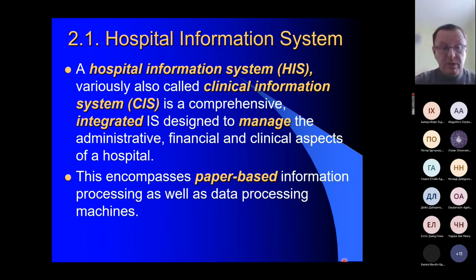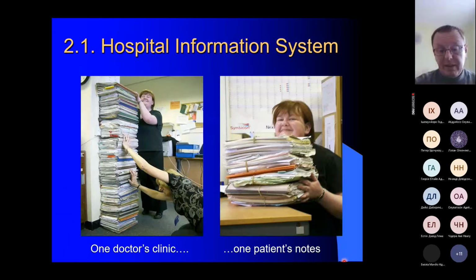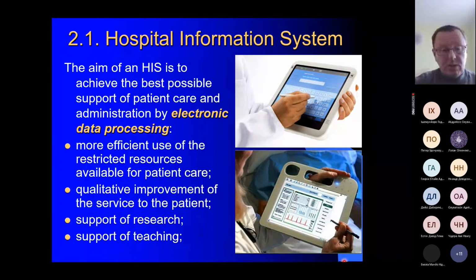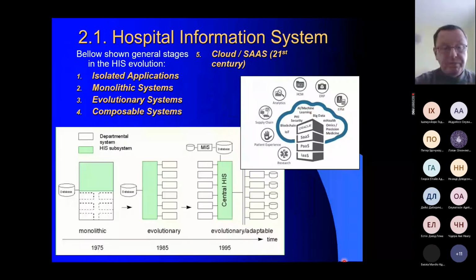For example, hospital information system and clinical information system, in general, are dedicated to managing administrative, financial, and clinical aspects of a hospital. But depending on priority, we will be able to separate them. In fact, the goal of using it is to replace paper charts with access to patient data in electronic format, if possible.